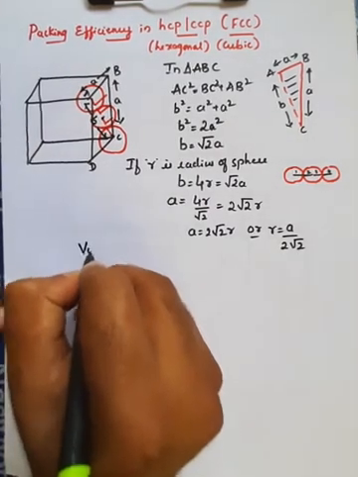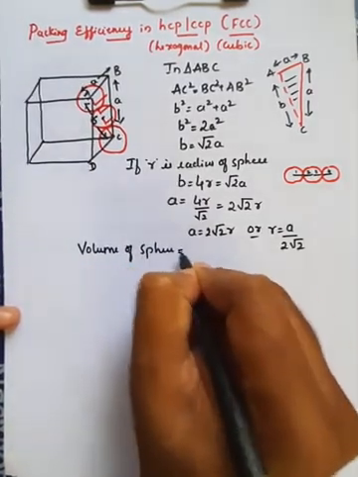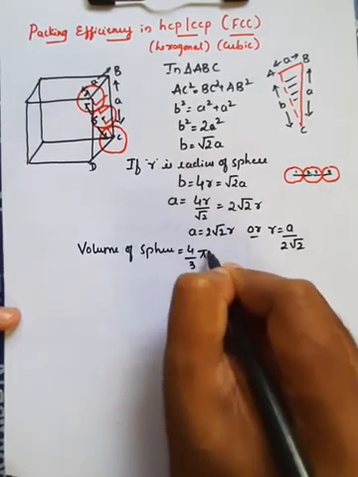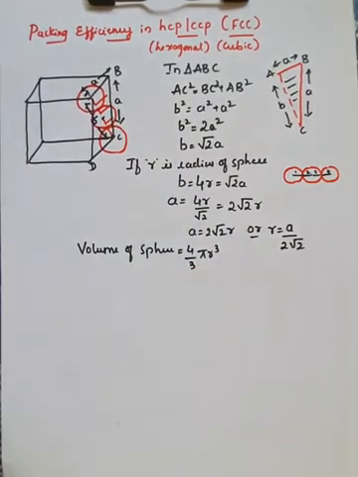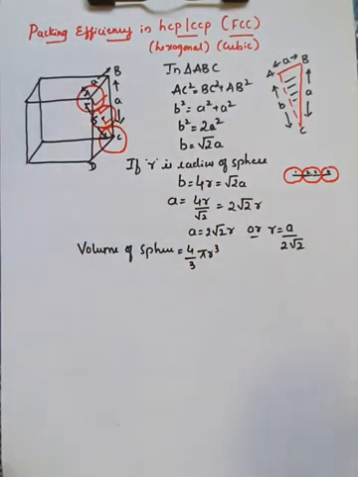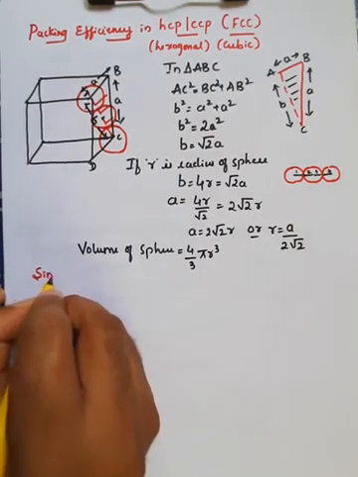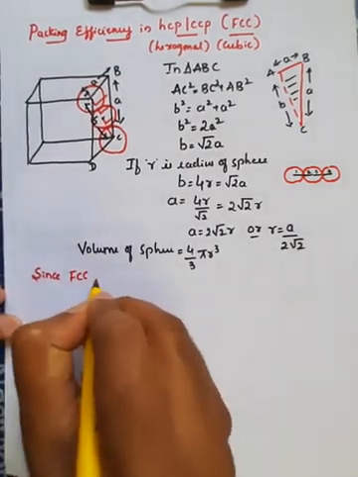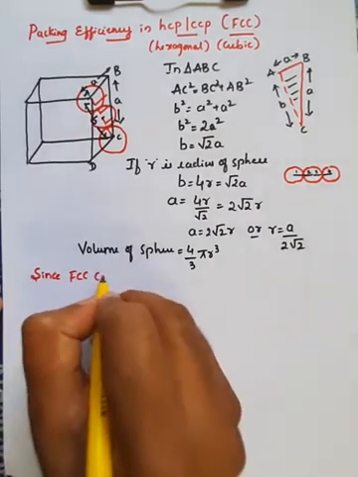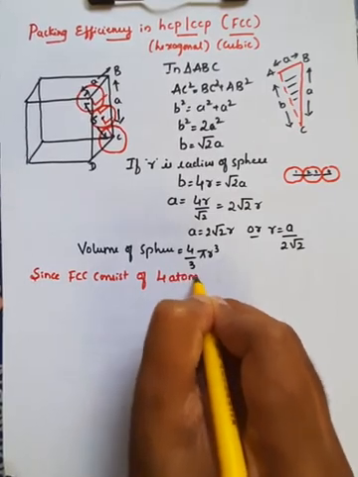Further, we know the volume of a sphere. The volume of a sphere is equal to 4 by 3 pi r cube. That is a standard value. Since this cube consists of FCC, this is a very important point, since we are talking about FCC, it consists of 4 atoms, right?